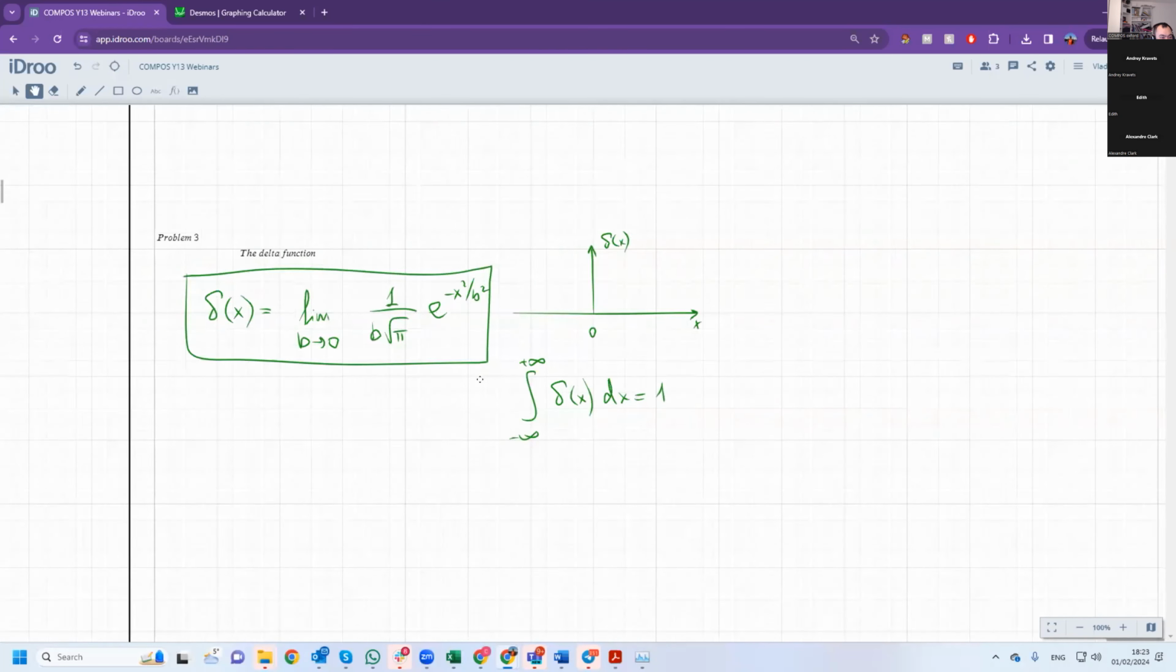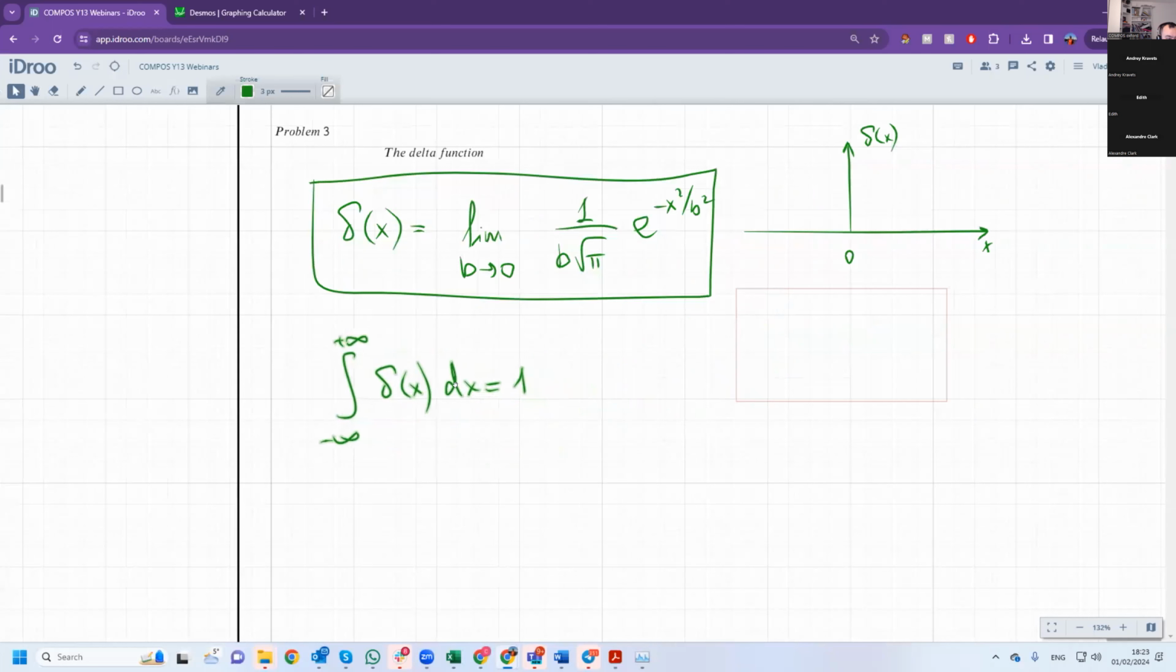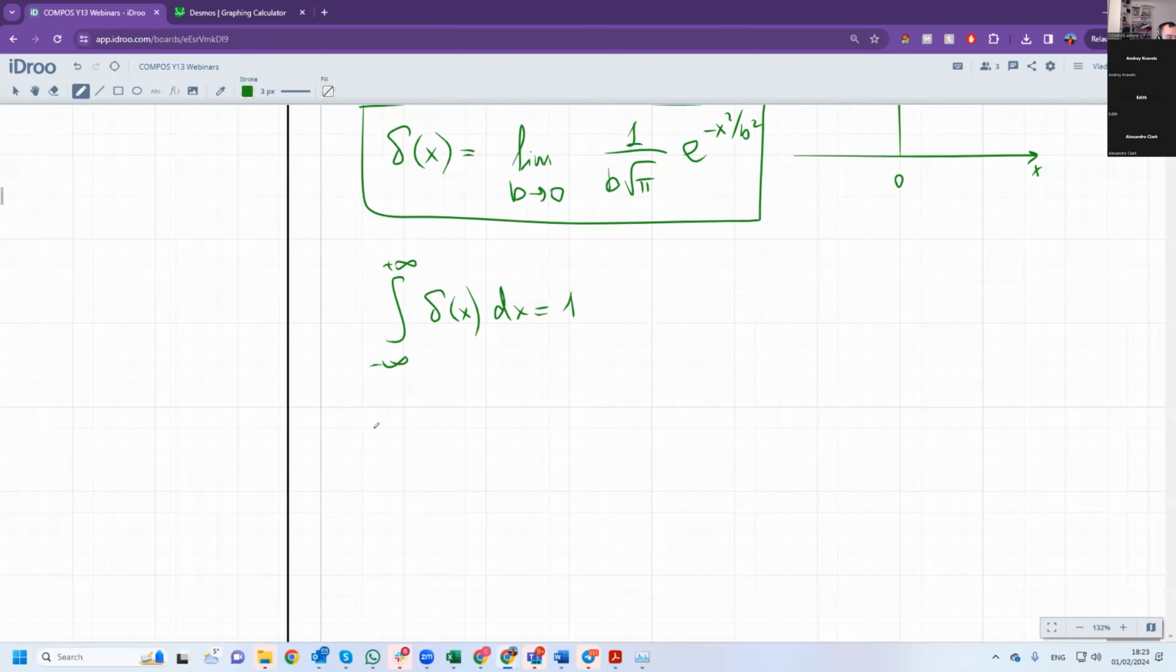And you can explore this a little bit. So, for example, if a is a constant, then the integral of a multiplied by delta x dx is a, because you can take a out of the integral, very simple, and then it becomes like this.